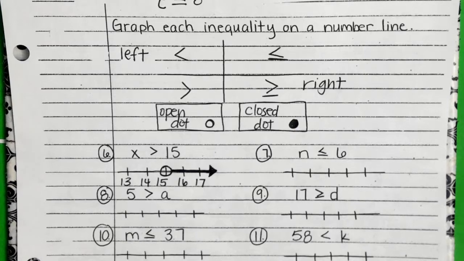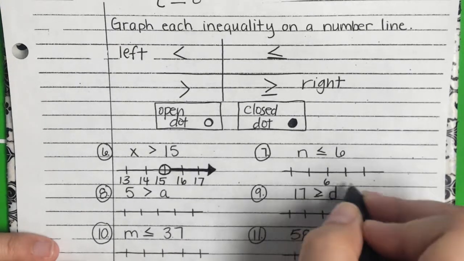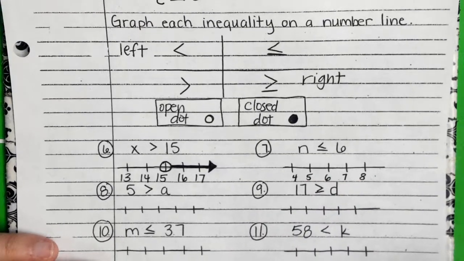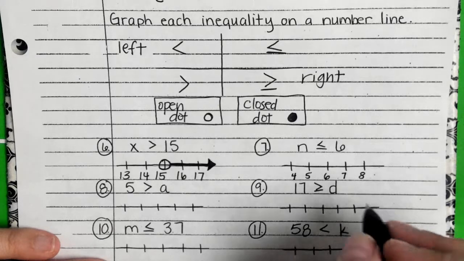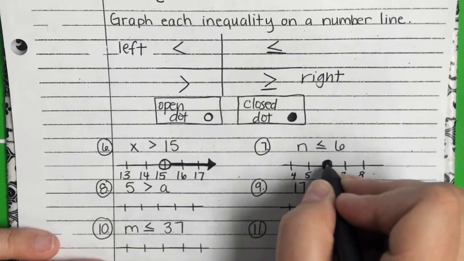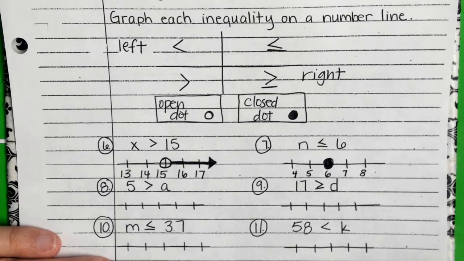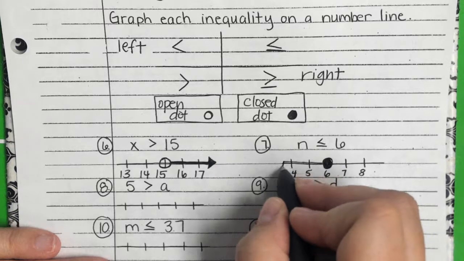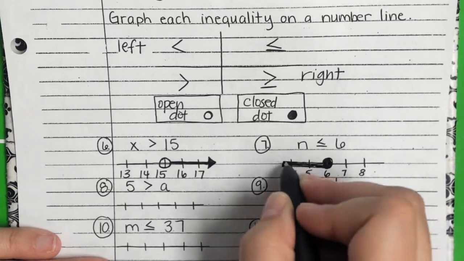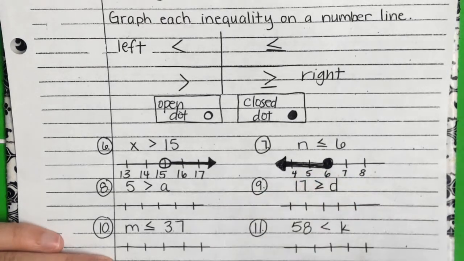All right. Looking at number 7, n is less than or equal to 6. So I'm going to put 6 in the middle. Do I have an open or closed circle? Closed, because it equals 6. 6 is also a possibility. And which direction do I shade in? To the left. Because think about it, you want everything less than, and less than would go to the left.